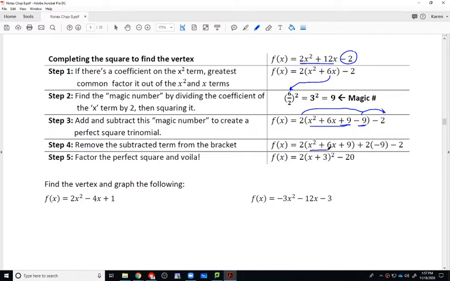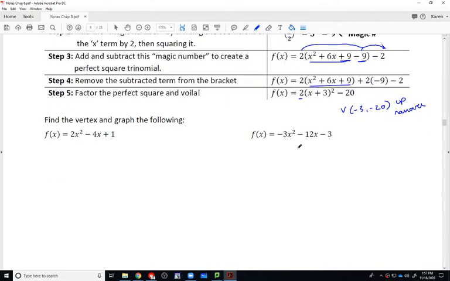Now I'm left with this beautiful perfect square. So I'm going to factor it down to x plus 3 all squared, half that middle term. And then I've got 2 times x plus 3 all squared, and then I'm going to collect like terms. 2 times negative 9 is negative 18, minus 2 is negative 20. This would show me that I have a vertex of negative 3, negative 20. I'm going to be opening up, and I'm going to be narrower because I'm going to be stretched by 2.